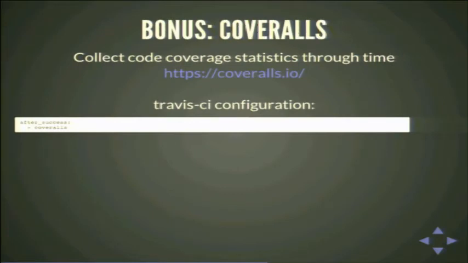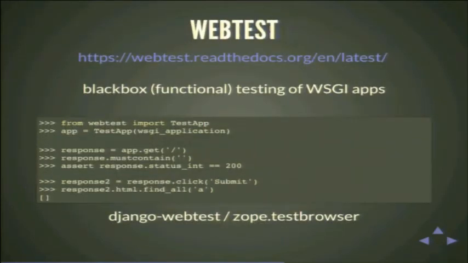So there is another site that is pretty useful. It's kind of buggy, but I think it goes into the right direction. It's COVERALLS. So this will keep a history of your test coverage through time. And basically in Travis, you just say after success, basically after the tests run, just run the COVERALLS command, and that will upload your coverage to this external service, and you can have a history of your test coverage.